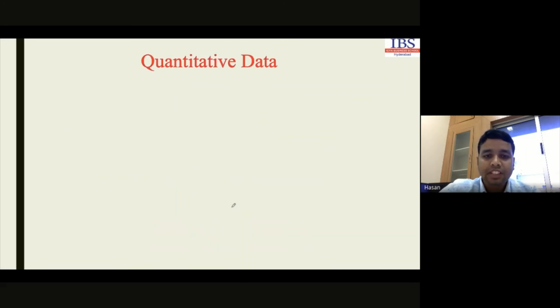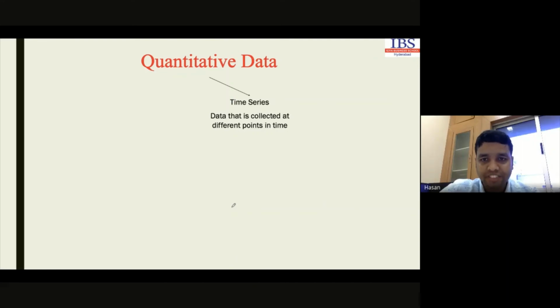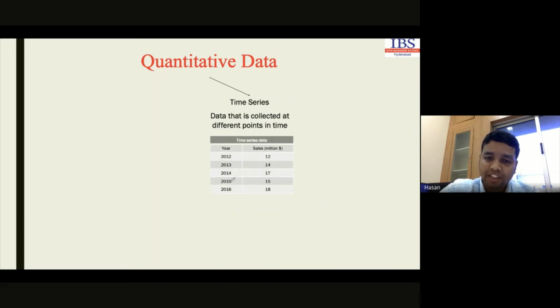Clear? Our next classification is time series data. Time series data means the data is collected over a period of time. Here is the example. From 2012 to 2016, we have gathered some sales value data. In 2012, this is 14 million. In 2014, this is 17 million. This is 15 million, and in 2016, it is 18 million. So this is data gathered over a period of time from 2012 to 2016. So this is time series data.